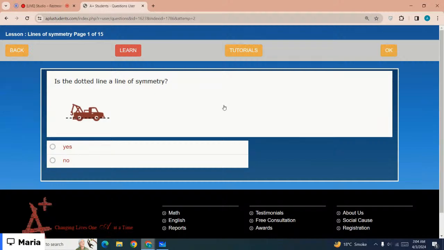Is the dotted line a line of symmetry? That's the one we just did in the tutorial, right? So basically, you need to fold the image along the dotted line, and both sides don't match up, right? That means this is not the line of symmetry. The correct option is no. This is not a line of symmetry. The correct option is no.